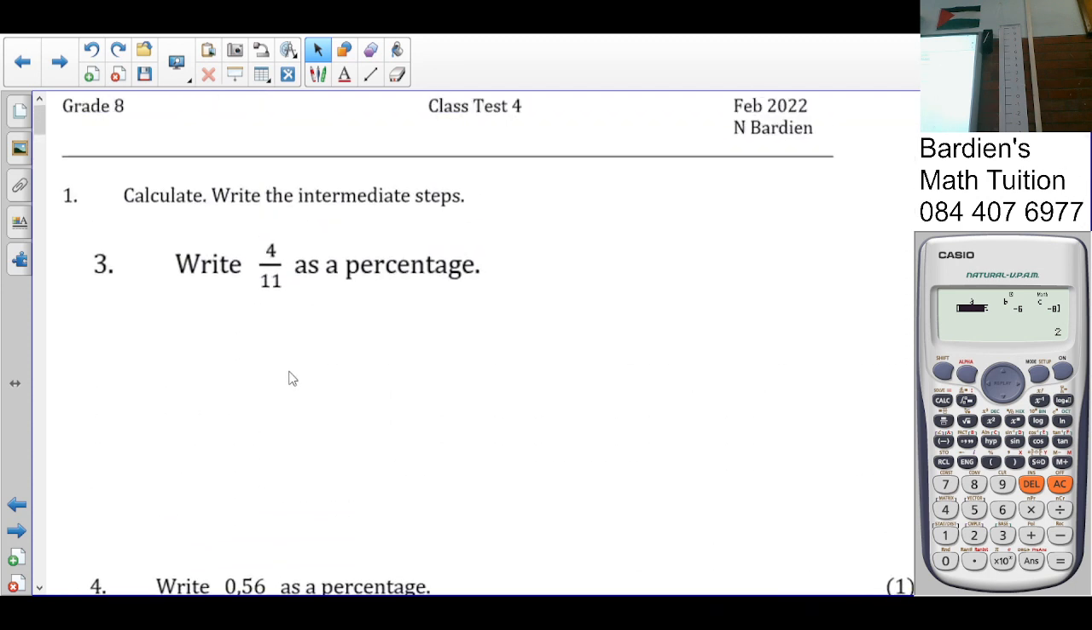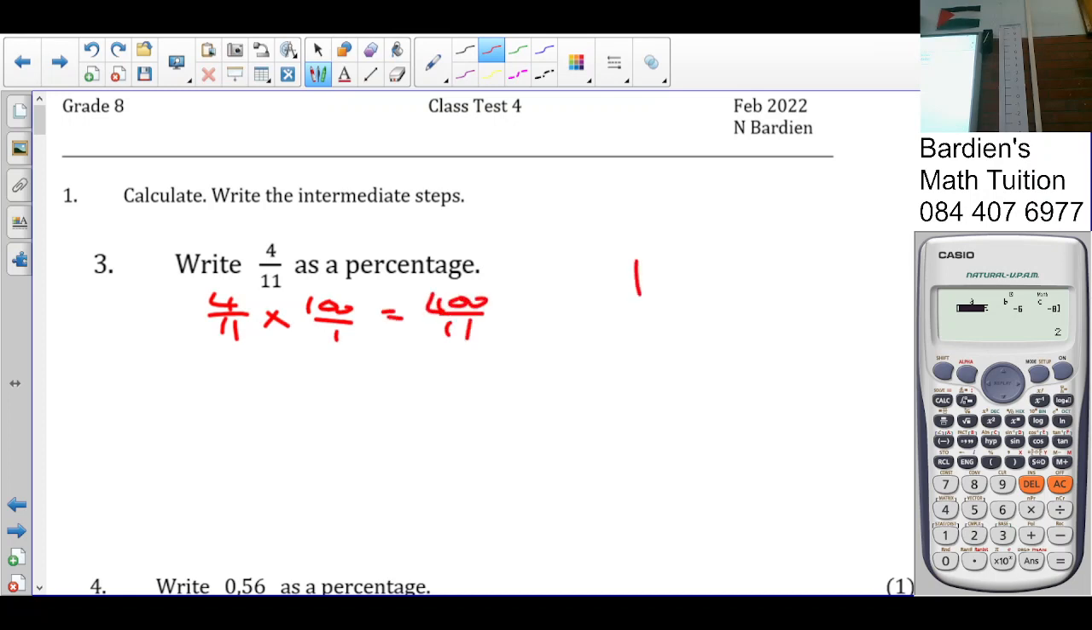Next one, you must write 4 over 11 as a percentage. So it's 4 over 11 multiplied by 100 over 1. So that's 400 over 11. So we ask ourselves, okay, 400 divided by 11. 11 can't go into 4 without remainder. However it goes into 40 3 times. So it's going to be 33, carry 7. 11 going into 70 how many times? 6, carry. So remember it's going to add some zeros here.